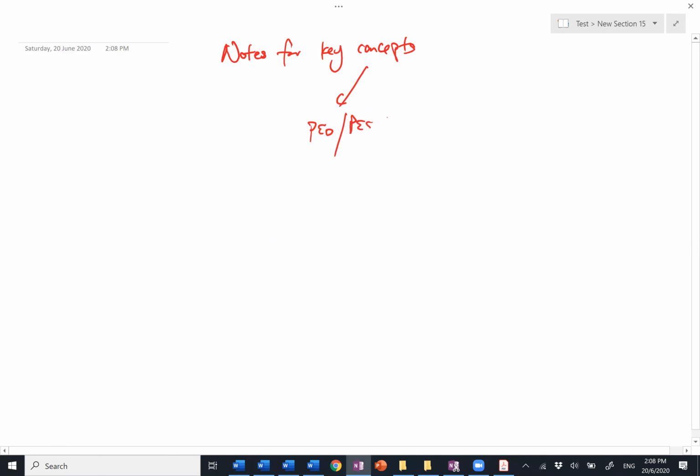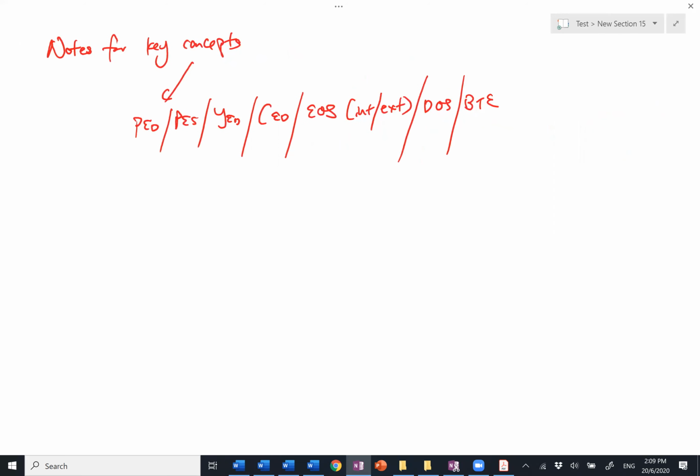This is more of a US concept. Okay, so the student was asking, how do I do notes in general? All right, notes for key concepts, like even PED, PES, YED, CED, or if you look at market structure, EOS, internal, external, DOS. You can even do it for barriers to entry. Okay, concepts like this. For macroecons, maybe not so much, because for macroecons, I have my own frameworks for standard of living and for even the A3 exercise for you to understand policies.